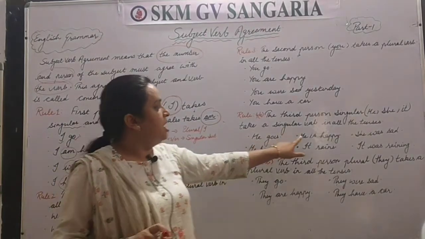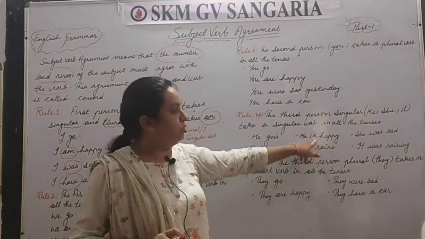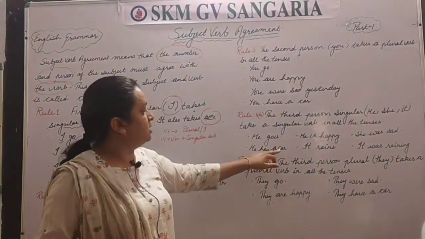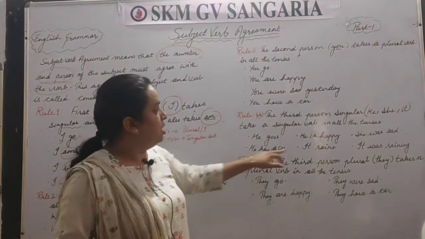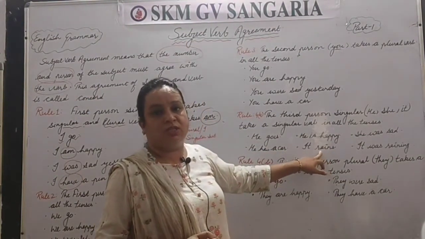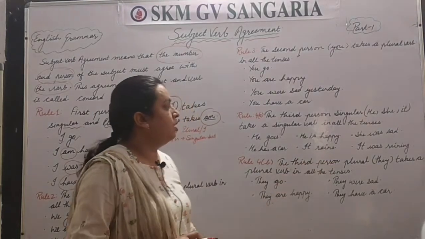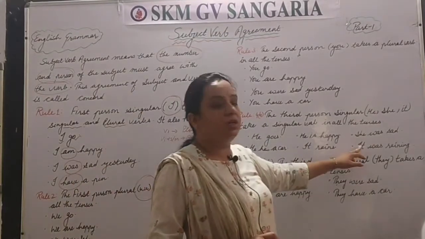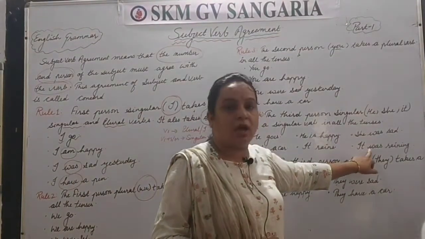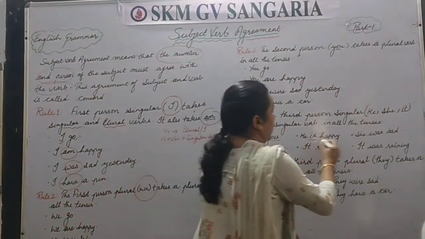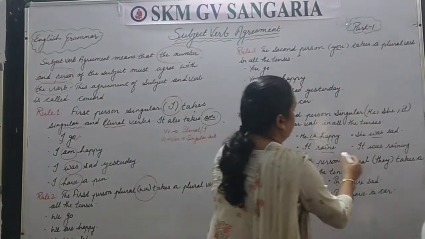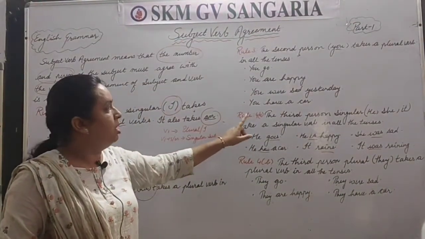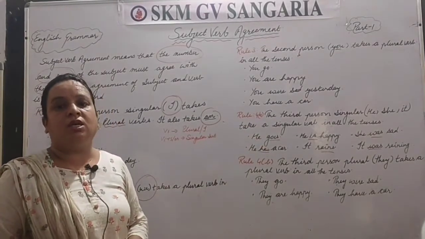He goes. He is happy, is I am using. She was sad, was I am using here. He has a car, has I am using here. It rains, verb first plus s or es I am using. It was raining, so was I am using. So all these verbs, goes, is, was, has, rains, was, what is this? These are the singular verbs which we have to use with third person singular in all the tenses.